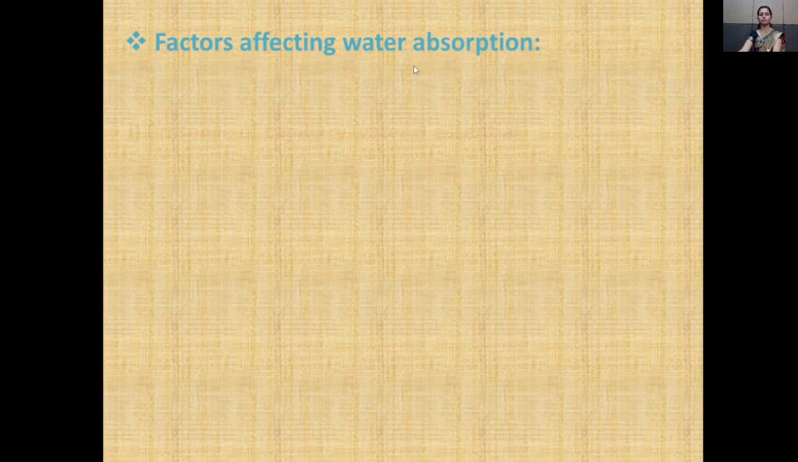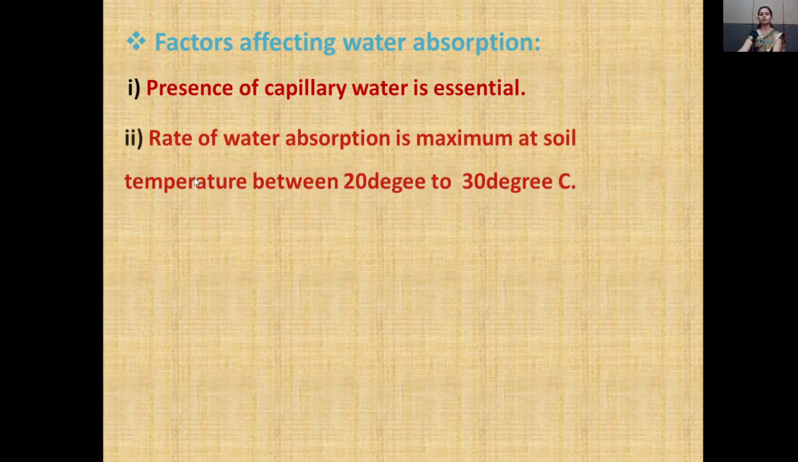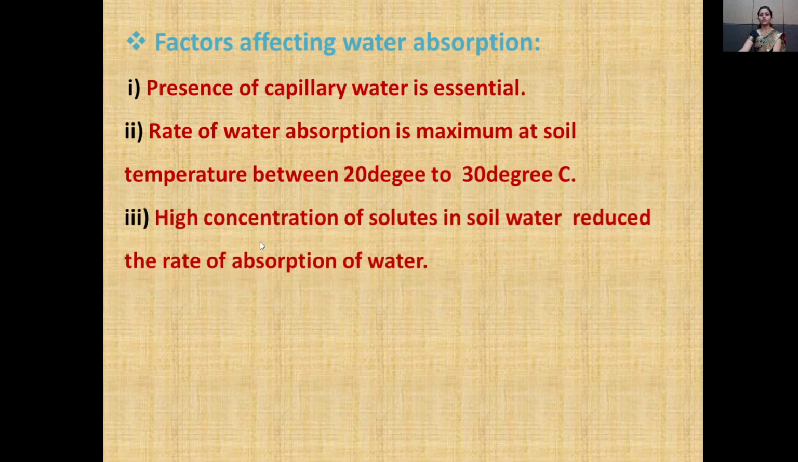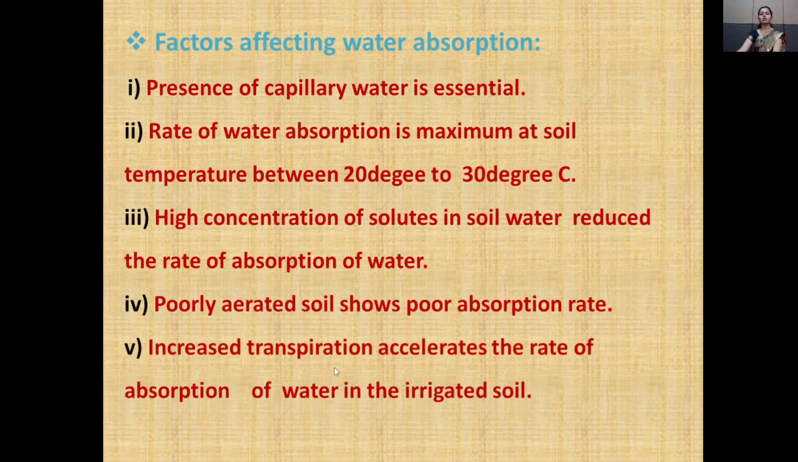Factors affecting water absorption. First, the presence of capillary water is essential. Second, the rate of water absorption is maximum at soil temperature between 20 to 30 degrees Celsius. High concentration of solutes in soil water reduces the rate of absorption of water. Poorly aerated soil shows a poor absorption rate. Increased transpiration accelerates the rate of absorption of water in irrigated soils. Go to the next slide.